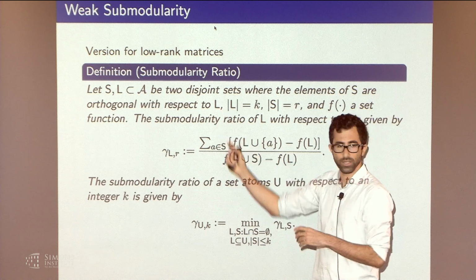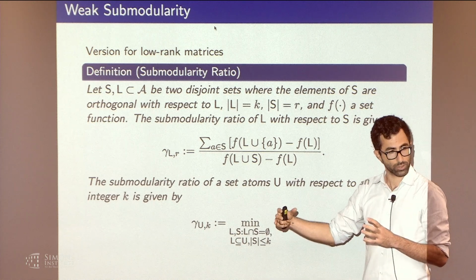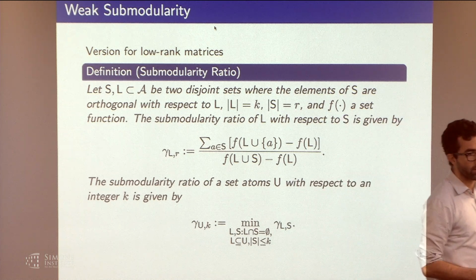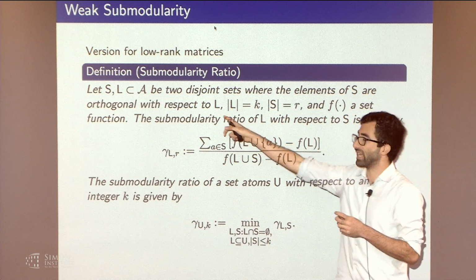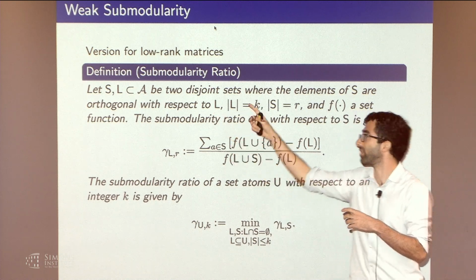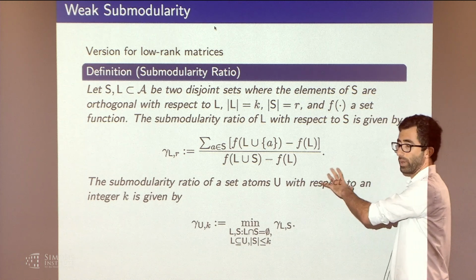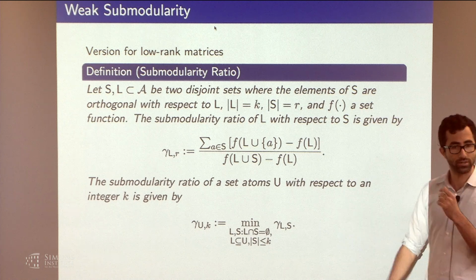L is a set of atoms, so just some arbitrary set of rank 1 matrices. And then S is another set of rank 1 matrices, but where we're assuming that the row spaces of each atom in S are orthogonal to the row spaces of the atoms in L. And the column spaces of the atoms in S are orthogonal to the column spaces of the atoms in L. And so then this is the notion of weak submodularity that we want satisfied for low rank matrices, and sort of generalizing to kind of like infinite sets.